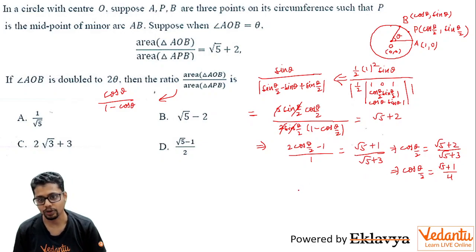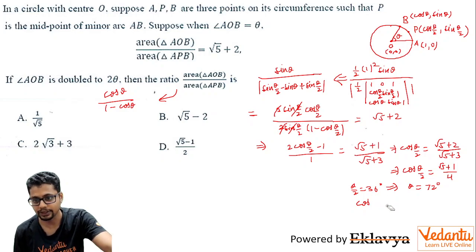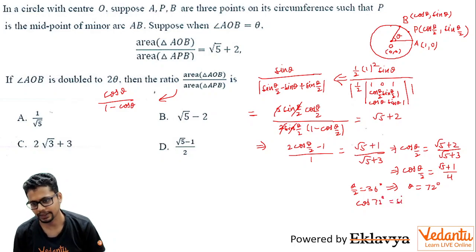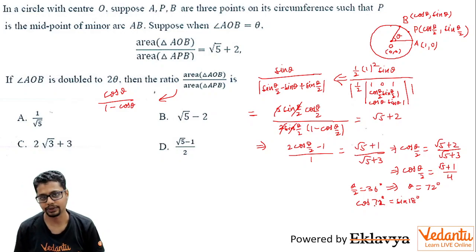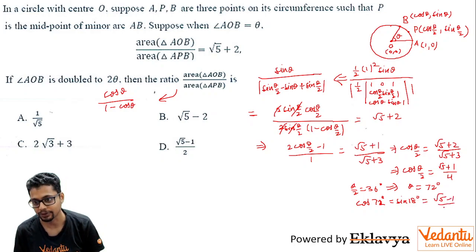So what about cos theta? Theta is 72 degrees, because theta by 2 is 36 degrees. So cos 72 degrees is the same as sin 18 degrees. In case you don't remember the value of cos 72 degrees, generally for sin 18 degrees, you remember that the value is root 5 minus 1 by 4, right?